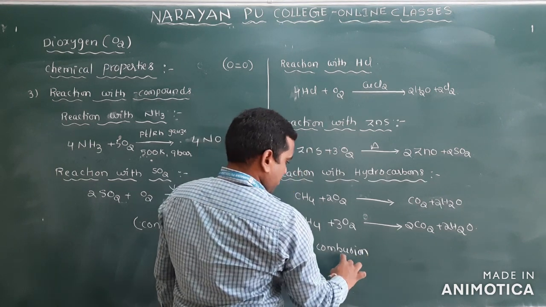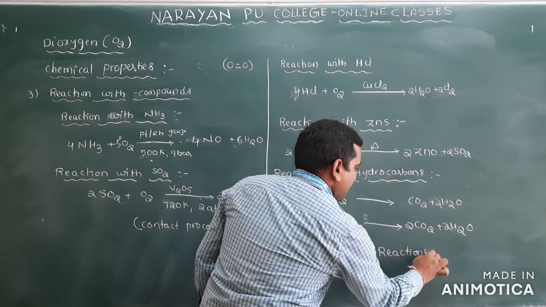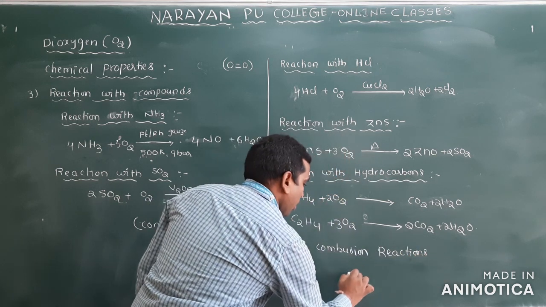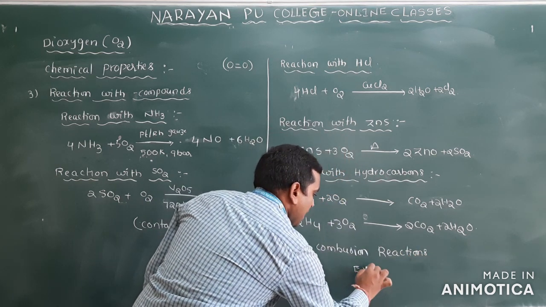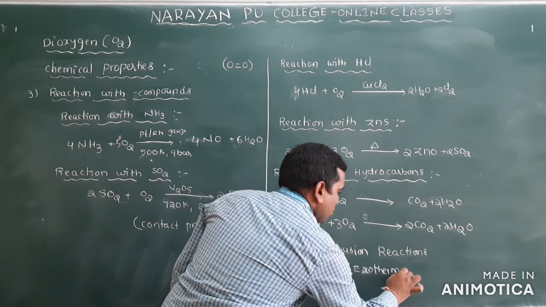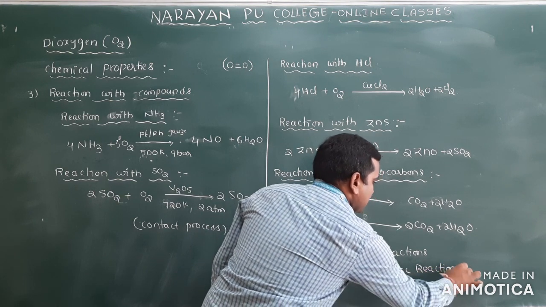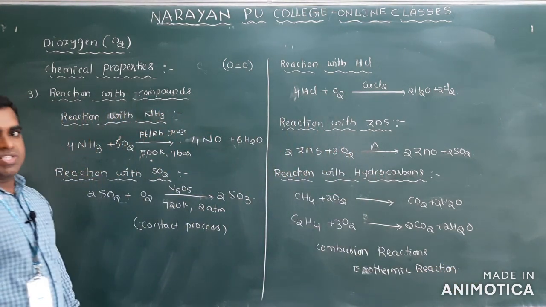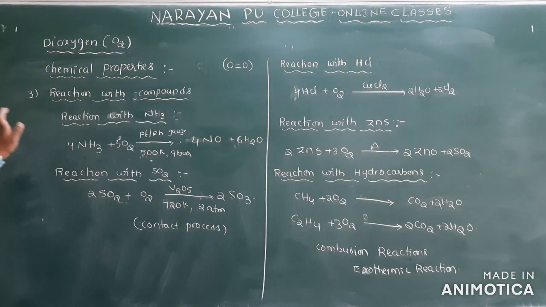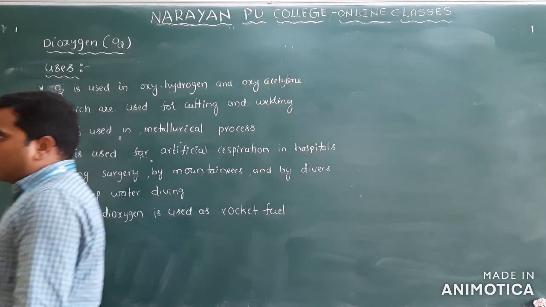And these reactions we will call combustion reactions. Clear? So all combustion reactions are exothermic reactions. What we will call those are exothermic reactions. So these are the reactions of oxygen. So next one is uses of oxygen.